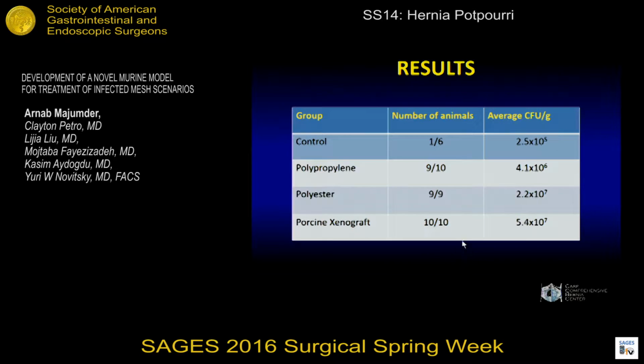So here are our quantitative results. There was only one animal in the control group that showed recovery of MSSA, and that was 2.5 times 10 to the 5th CFU per gram of tissue. The polypropylene mice, again, 9 out of 10, with an average of about 4 times 10 to the 6th. And then the polyester and porcine animals all had mesh infection with about 10-fold more bacteria recovery than the polypropylene group.